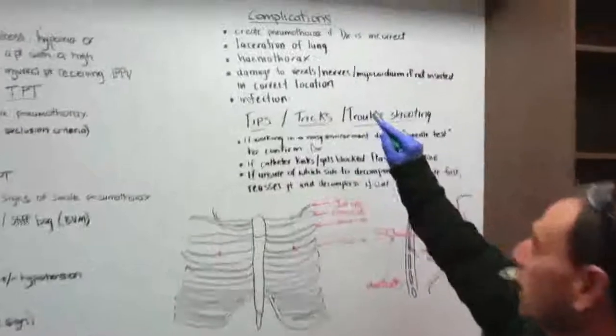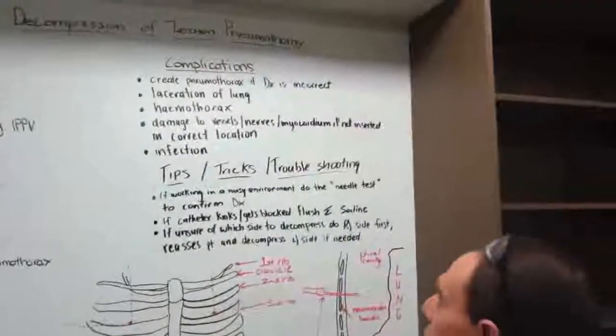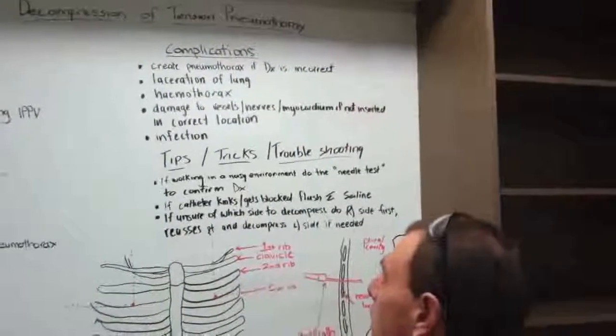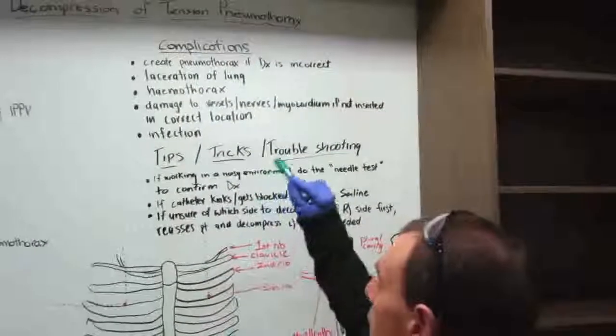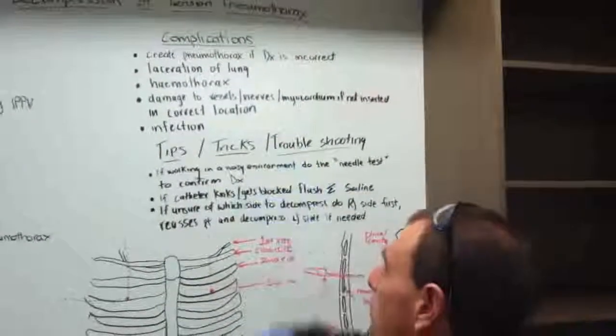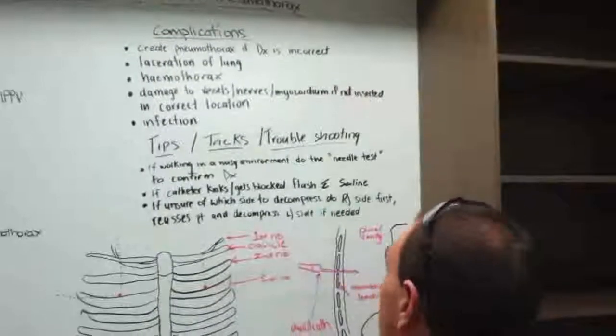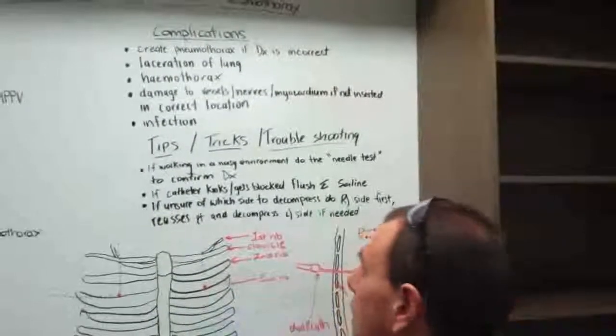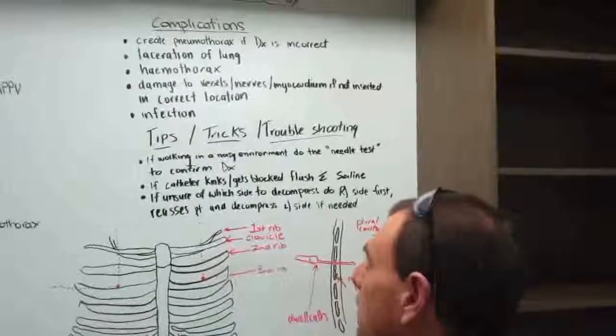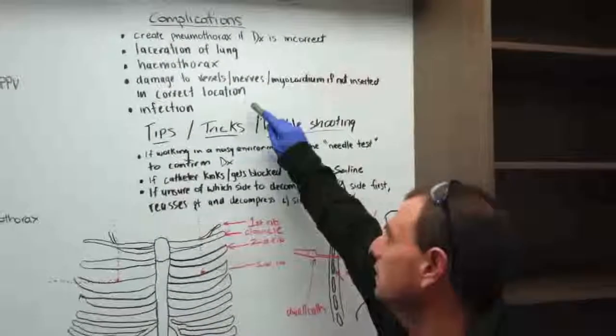Some of the complications here: you can actually create a pneumothorax if your diagnosis is incorrect. You can lacerate the lung or create a hemothorax. You can damage some of the vessels, nerves, or even the myocardium if you're not in the right spot. And if you don't use an aseptic technique, you can create an infection.